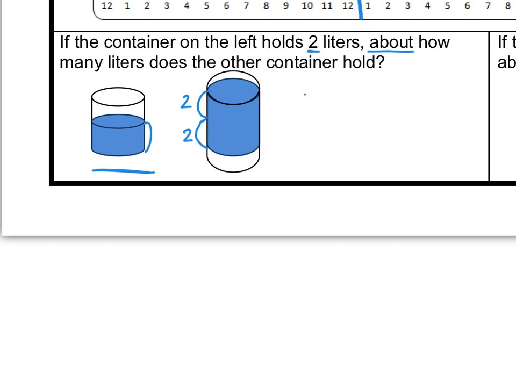What would our answer be? 4 liters. We could even say about 4 liters. And that's it for today.